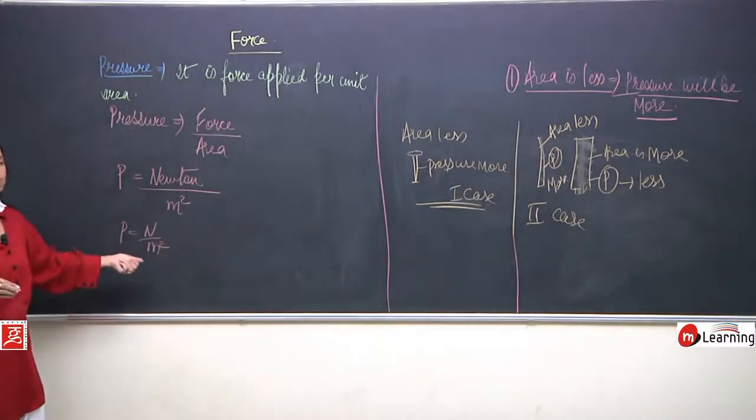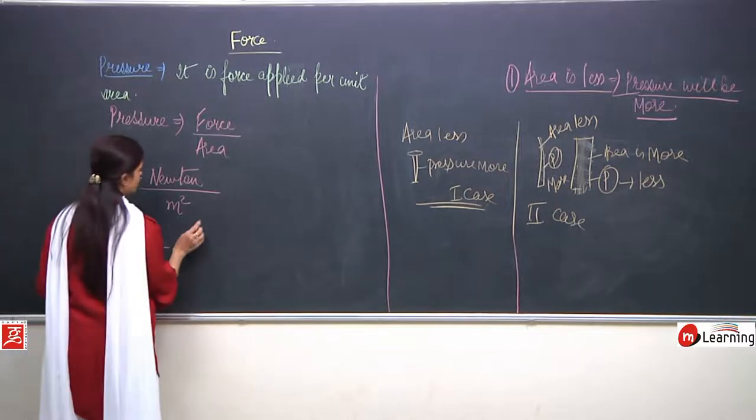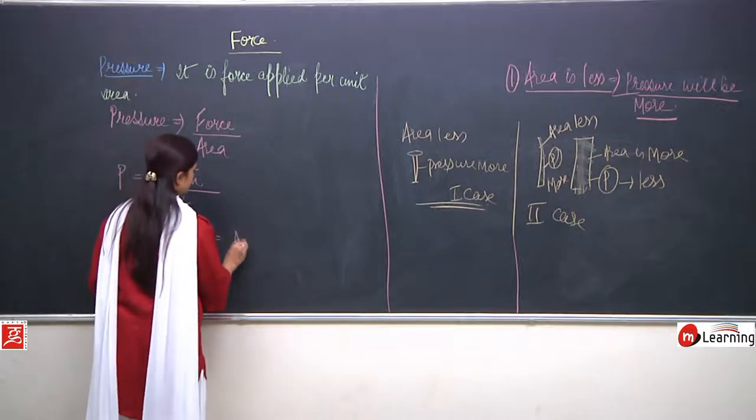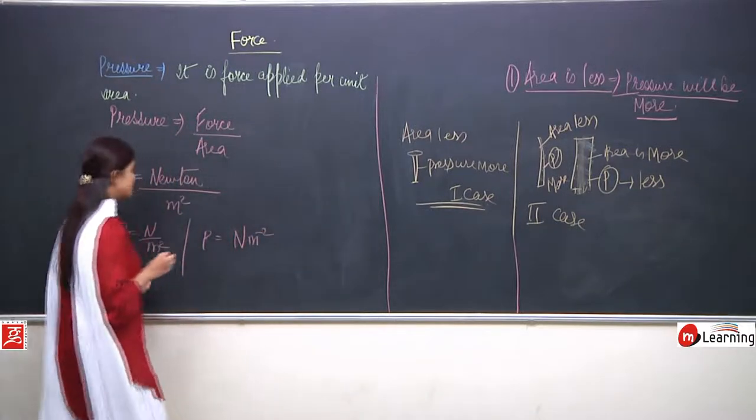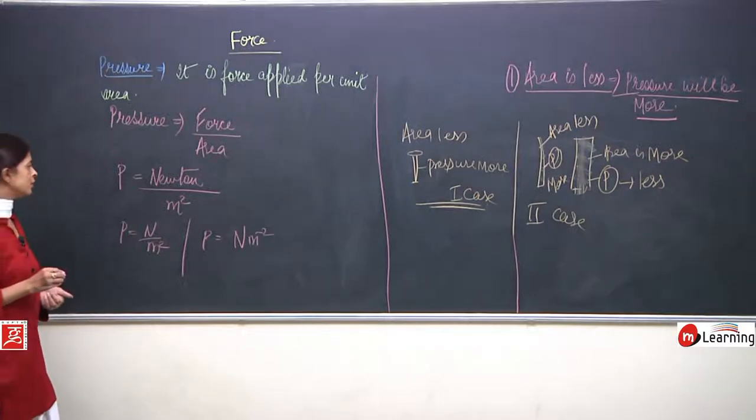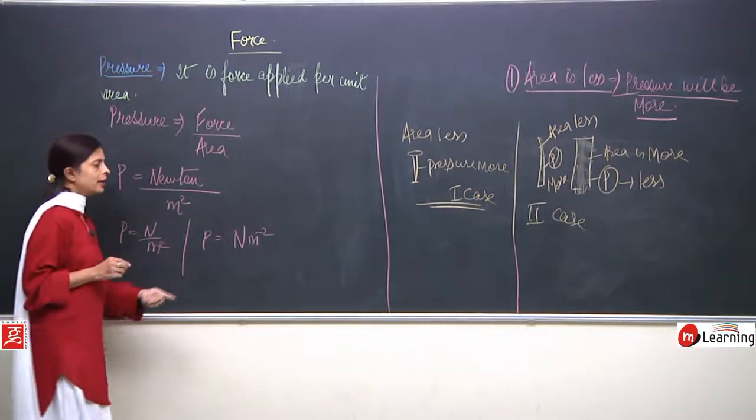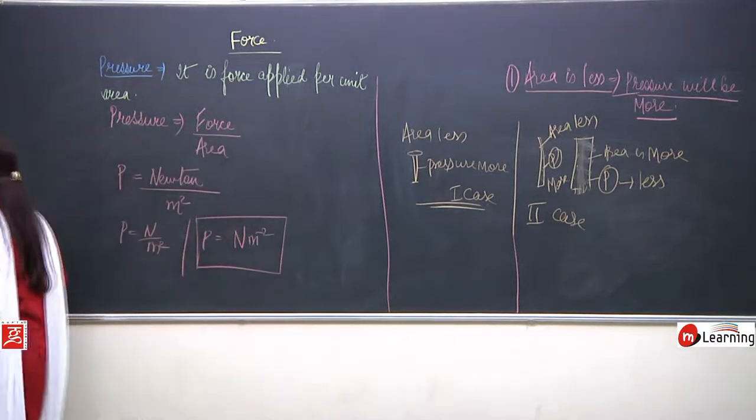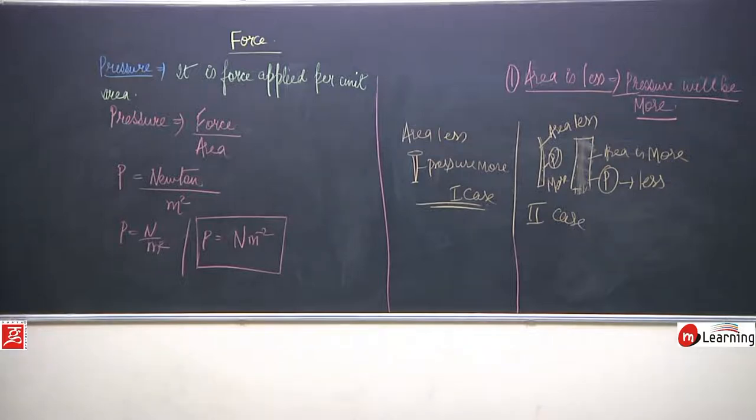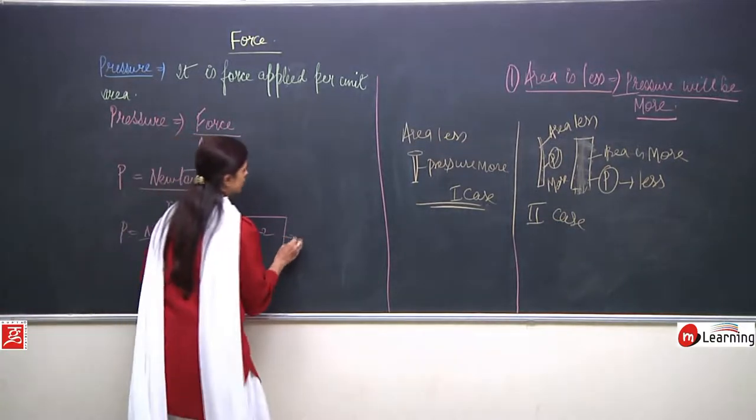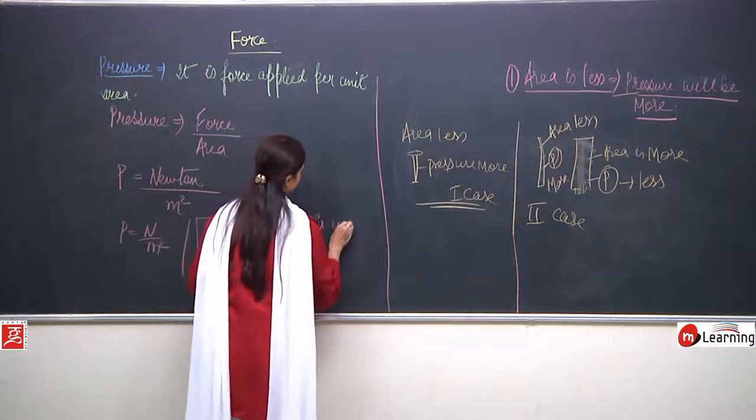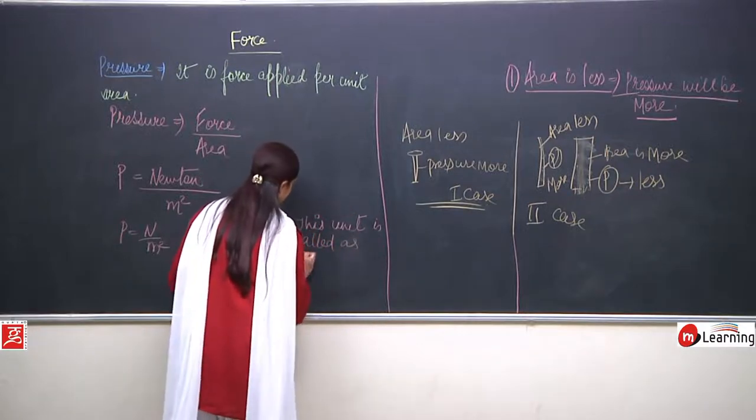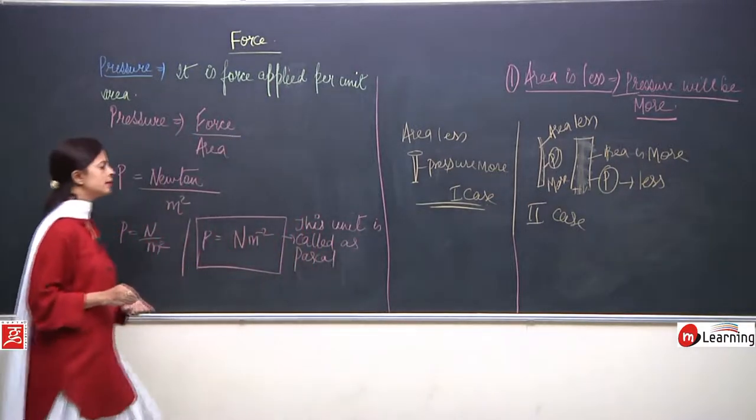Now if I want to bring this one up, how can we do it? P is equal to N m minus 2, because it is going up. Now I want to give some name to this unit. Children, this unit is called Pascal.